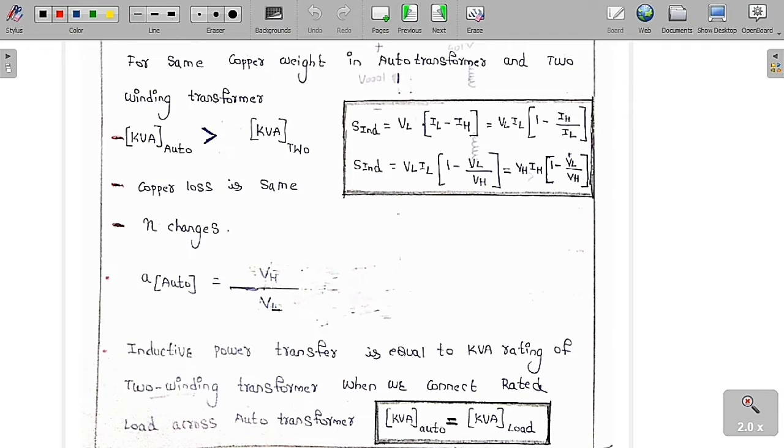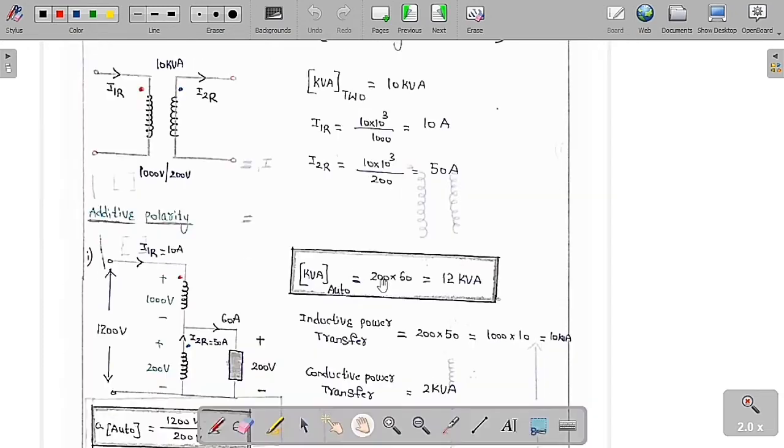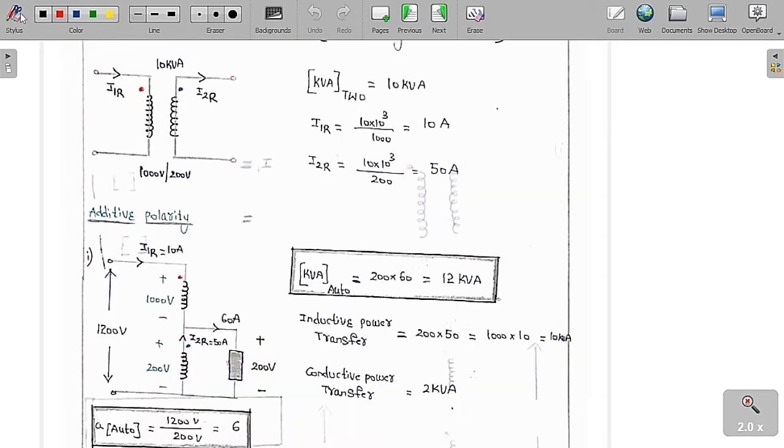So whenever the rated currents are going to pass, then we can say the inductive power transfer at that condition is equal to the kVA rating of the two winding transformer. This is the thing that you always have to remember. Whenever you connect a load whose kVA rating is equal to the kVA of the auto transformer, then definitely the amount of inductive power transfer is equal to the kVA rating of the two winding transformer.